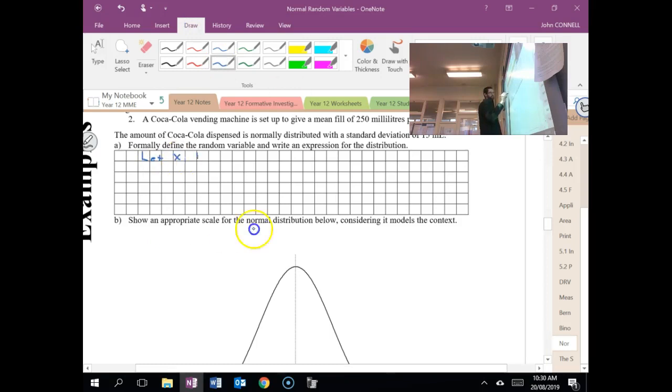So we can say, let x be the amount of Coca-Cola dispensed per cup measured in milliliters. So x is normally distributed with a mean of 250 and a standard deviation of 15.